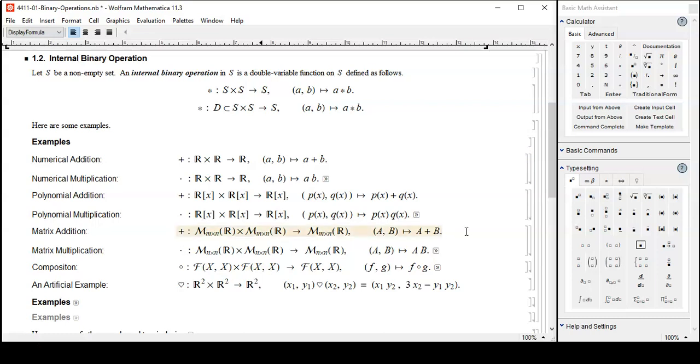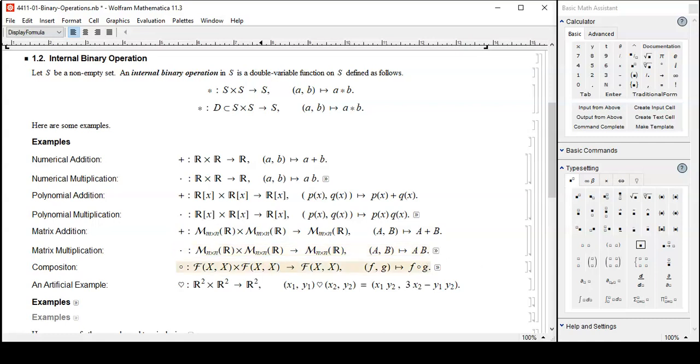Here's another example, matrix addition and matrix multiplication. And if you're familiar with linear algebra, you'll recall that matrix addition is valid for any matrices of the same size, n by n. Matrix multiplication is a little bit different, so I restricted myself to square matrices only, n by n.